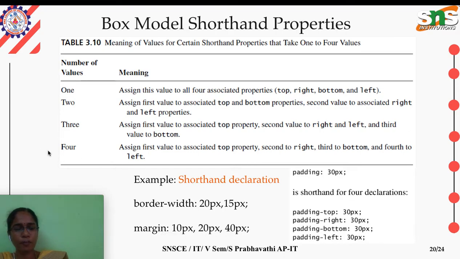And 4 values means we mention top, followed by right, then bottom, then left. In this order we need to follow. If I have border width as 20 pixels, 20 pixels, 15 pixels, 15 pixels, what does it mean? The first 20 pixels is for the top, the second 20 pixels is for the right, the third 15 pixels is for the bottom, and the fourth 15 pixels is for the left. So this is the shorthand representation of giving the values.